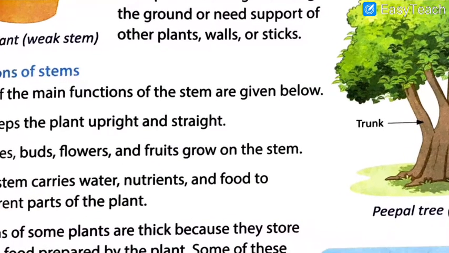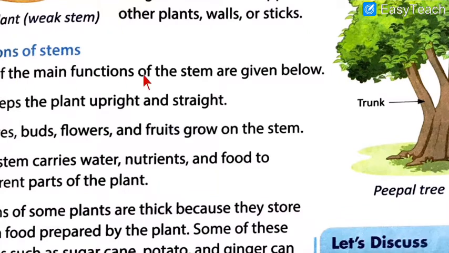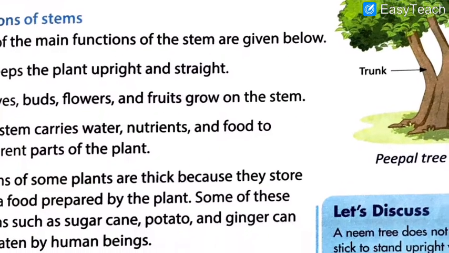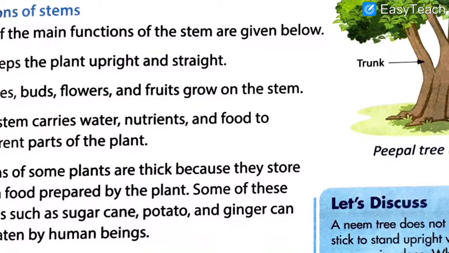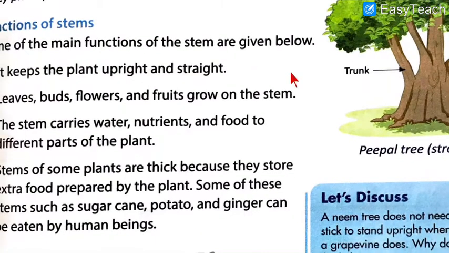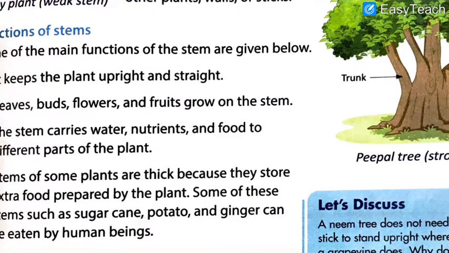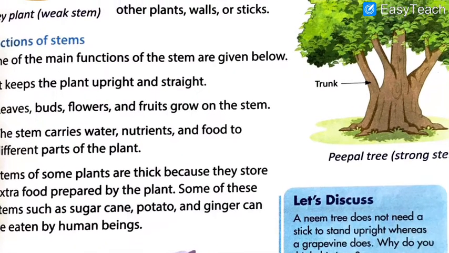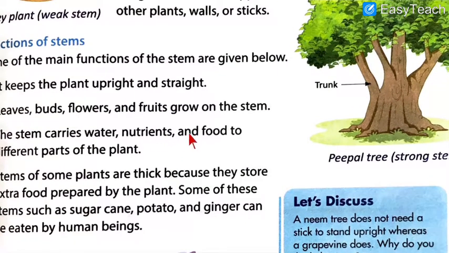Now, functions of stem. Some of the main functions of the stem are given below. It keeps the plant upright and straight. Like I said, if the stem is strong, it will keep the plant upright and straight. The stem carries the water, nutrients, and the food to the different parts of the plant.